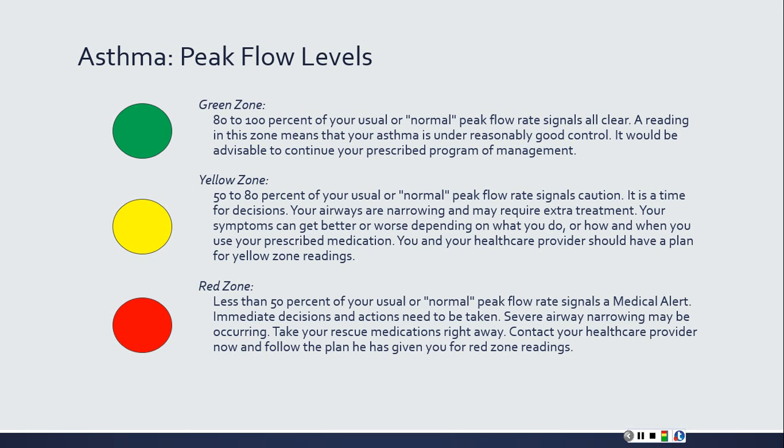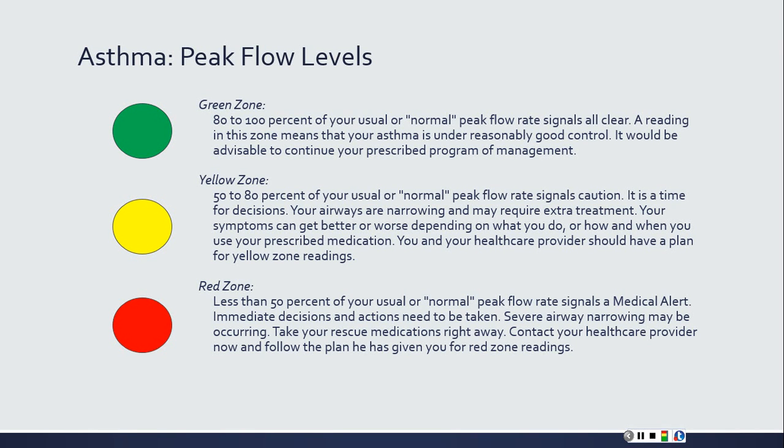Usually an MDI, an albuterol inhaler, something like that. You take your inhaler, wait however long, and then recheck your peak flow rate, and hopefully they've moved from the yellow zone back into the green zone. If they haven't, there's another set of protocols. This is what you need to do next.